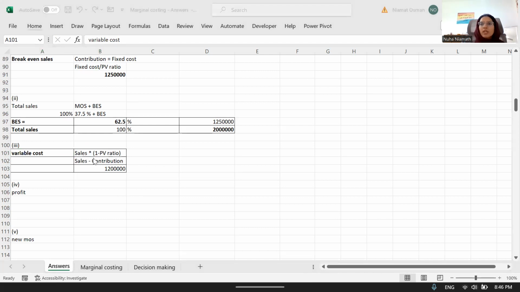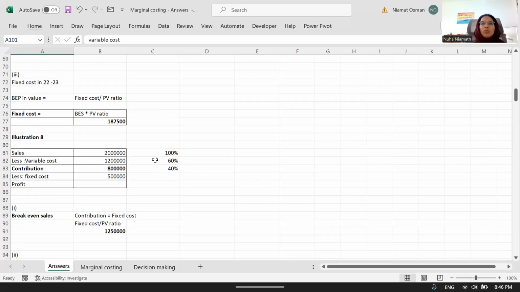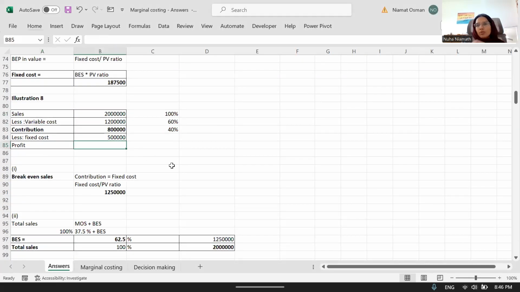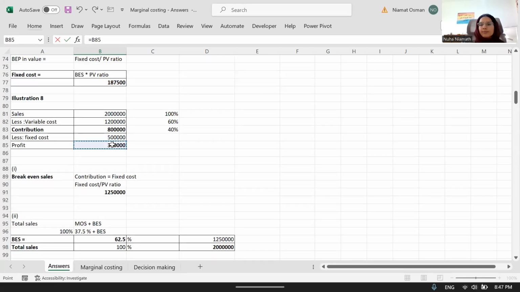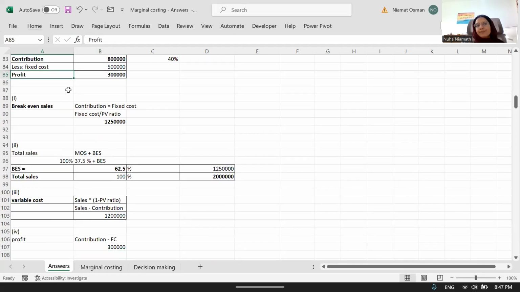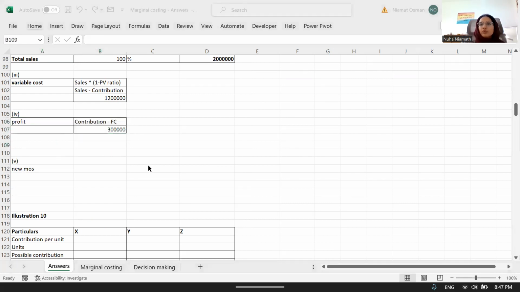Great. Perfect. Next question is current profit. If you go back to the chart, how will you calculate the current profit? Thank you, Jansi. That's correct. Contribution minus fixed cost, which is 3 lakhs. So we come down and you can put here contribution minus fixed cost, which is equal to my profit. Correct? No mugging up, no formulas, nothing. Just draw the table. We have finished our profit also.